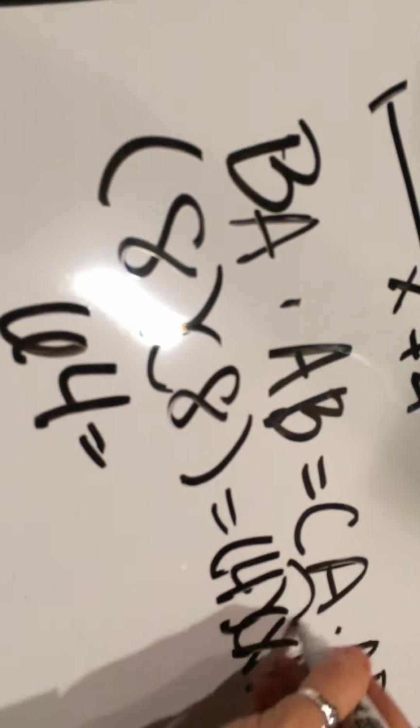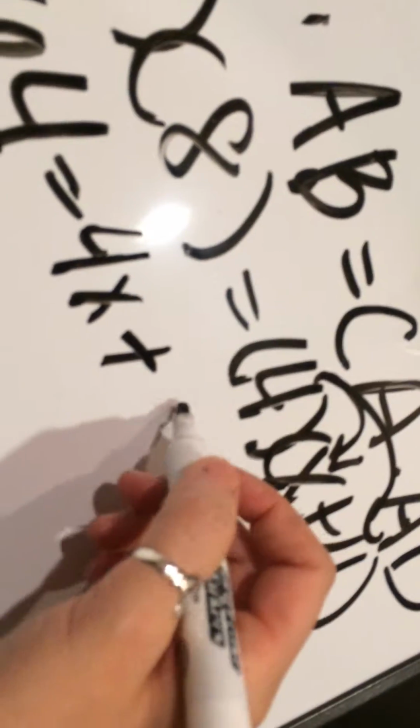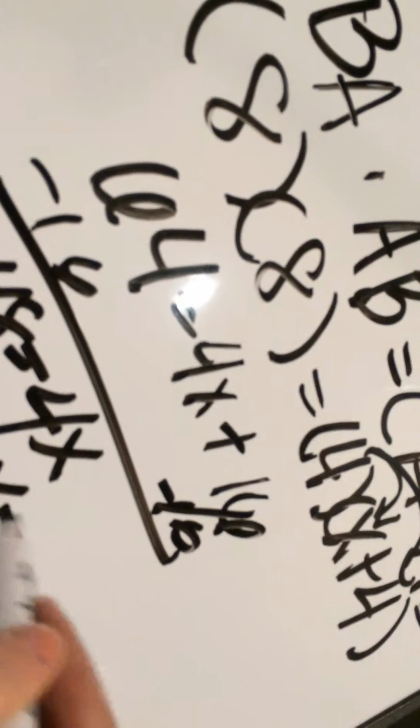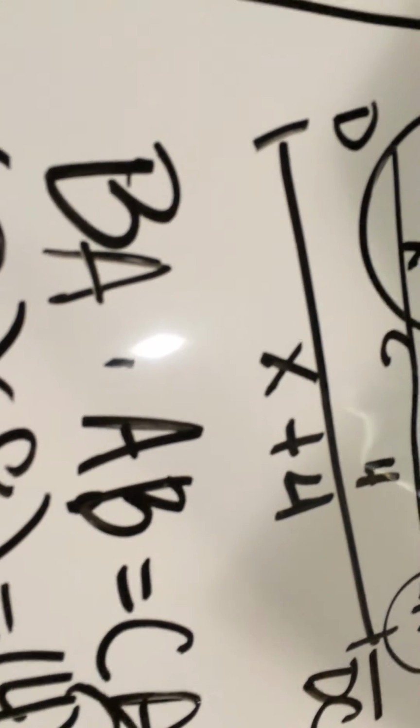64 is equal to, distribute. Do not forget your second one. Some of you forget to multiply the 4 by 4, and then it's not correct. We're going to subtract 16 on both sides. We're going to get 4X is equal to 48, and then X is equal to 12. So our line DC is equal to 12.